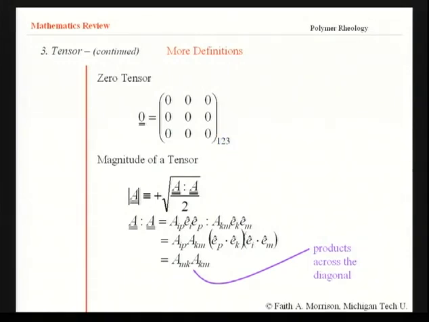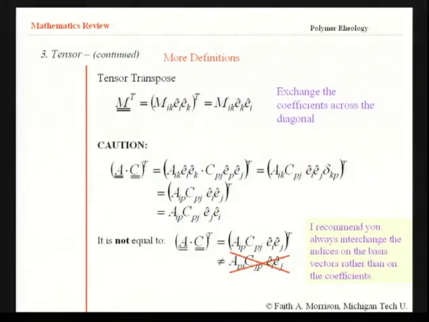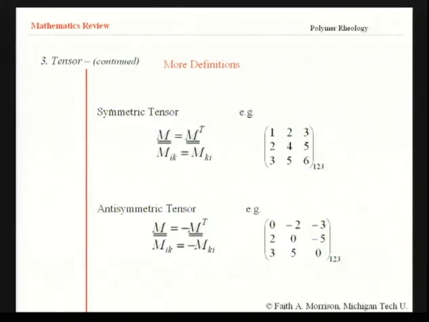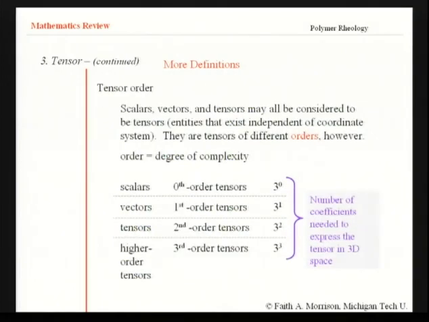And then we talked about the magnitude. So this is one of the invariants of the tensor. And the matrix transpose and how to do that. Definitions of symmetric and anti-symmetric tensors. So this is going to be important when we do rate of deformation because we're going to actually split the rate of deformation tensor into its symmetric part and its anti-symmetric part. And that's going to be very useful to us. And then today we're going to see a little bit more about tensor order.